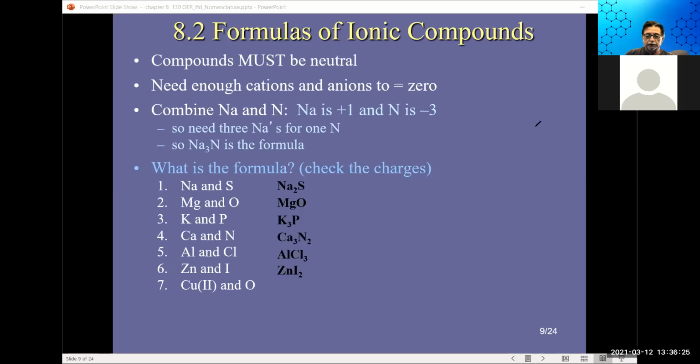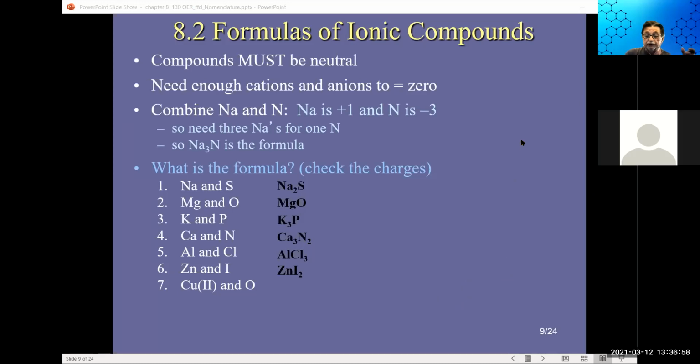We got the copper, Cu Roman numeral 2. That tells you that you are utilizing copper +2. And oxygen is in group 6, and so it will always have a -2. So we got copper with a +2 and oxide with a -2. So I can very simply put them together.